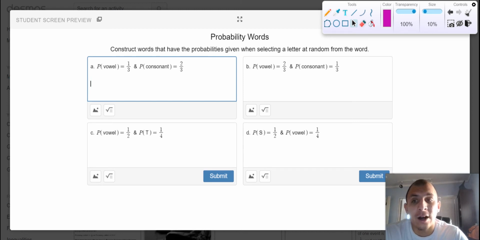If you've forgotten, the vowels are A, E, I, O, and U. So one word that I could select is the word cat, because there are two consonants, C and T, and one vowel, A. So if I were to select a letter at random, there would be a 1/3 probability that I would select A, and a 2/3 probability that I would select a consonant. I could use dog, I could use fun, and the list goes on and on. You do not have to give me 50 million, but I would think of 4 to 5. That way you can get into this rhythm.